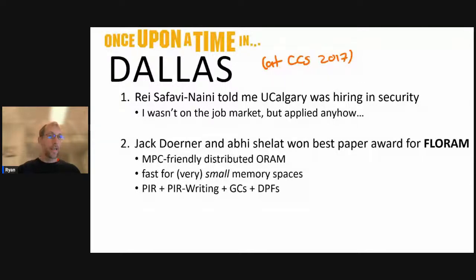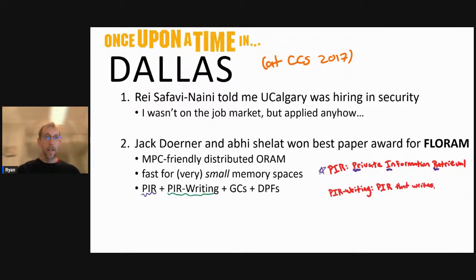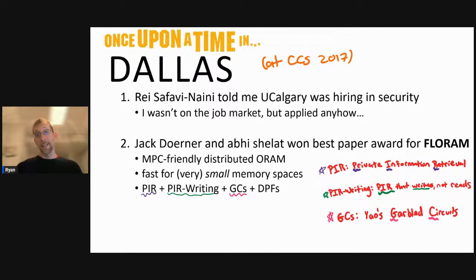And it used a variety of techniques that were near and dear to my heart. I was actually at CCS talking about PIR, private information retrieval. I gave both a research talk and a tutorial on PIR that year. PIR writing, which is very closely related to PIR, just PIR is for reading, PIR writing is for writing. Something called garbled circuits, which I was not presenting there, but something that's super cool that I'll talk a little bit about, and something called distributed point functions, which I was just starting to pay attention to and have done an ungodly amount of research on.